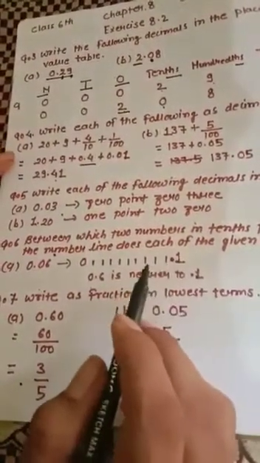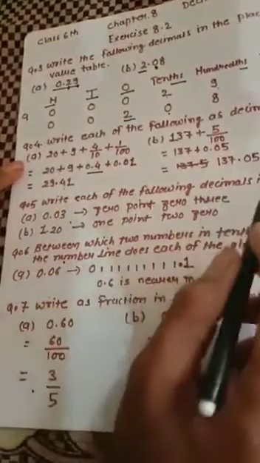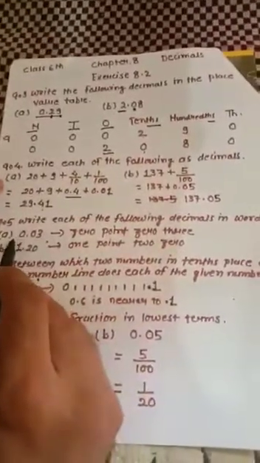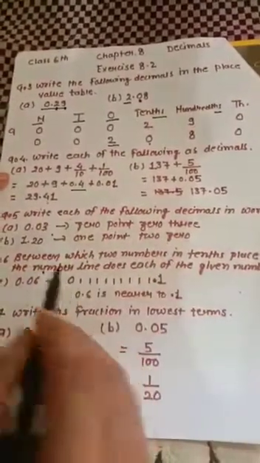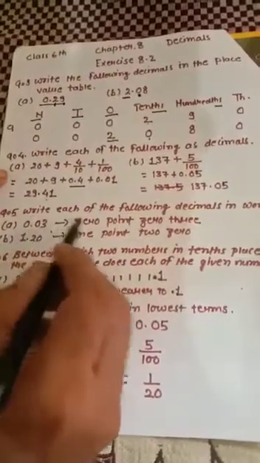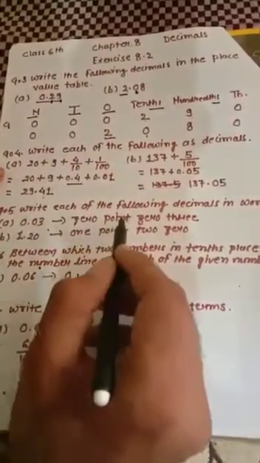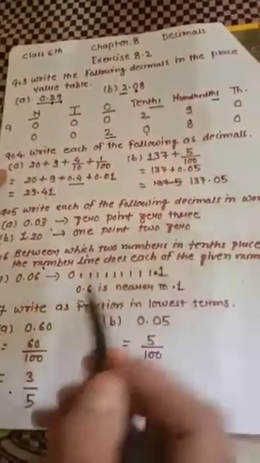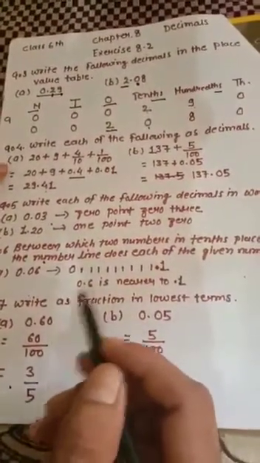Now come to the next question. It says that write each of the following decimals in words. We have to just write these numbers in the form of words. That means what we are saying, we just have to write it. What is this? It's 0.03. So we have written 0.03, 1.20. This is the answer for this question.